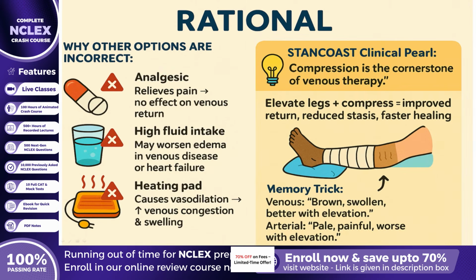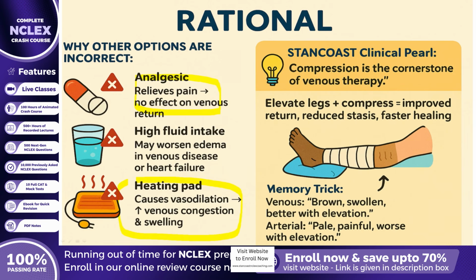Option A, offering a mild analgesic, is incorrect because while it helps relieve discomfort, it does not address the underlying circulatory issue or improve venous return. Option C, encouraging oral fluid intake of at least 2,500 milliliters daily, is not suitable because excessive fluid may worsen edema in clients with venous insufficiency, particularly those who also have heart failure. Option D, applying a heating pad to the affected extremities, is unsafe because heat causes vasodilation, which increases venous congestion, capillary permeability, and fluid leakage, aggravating swelling and discomfort.